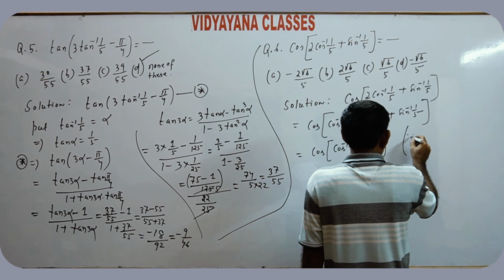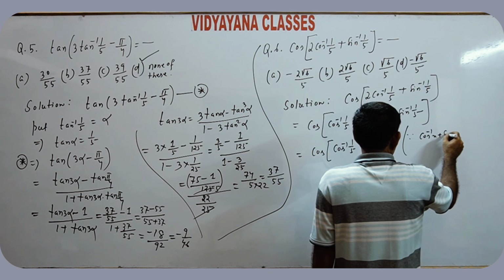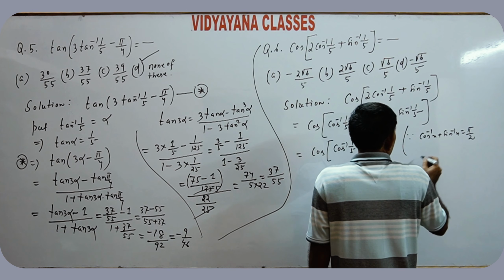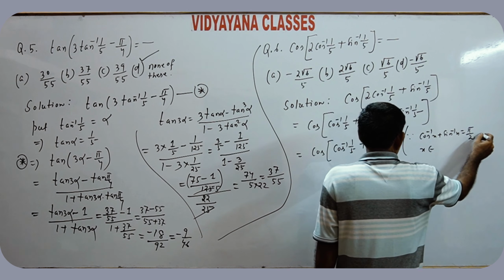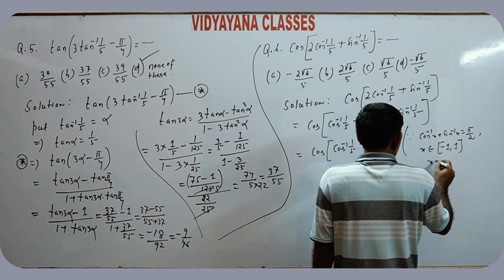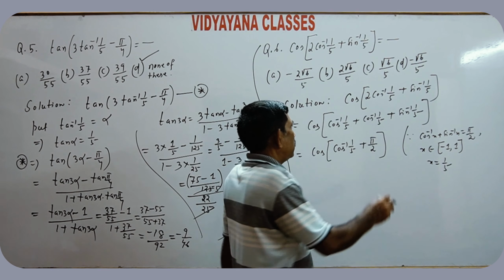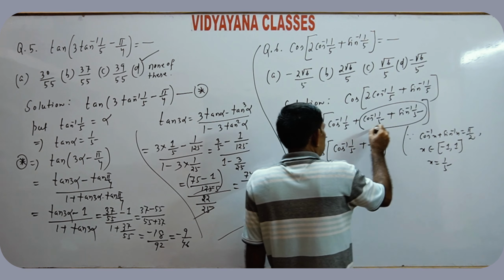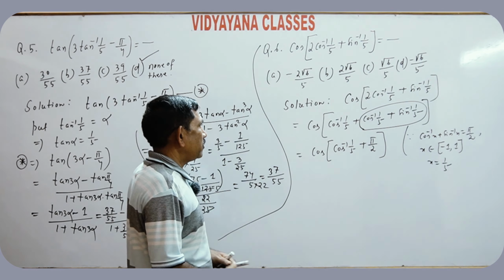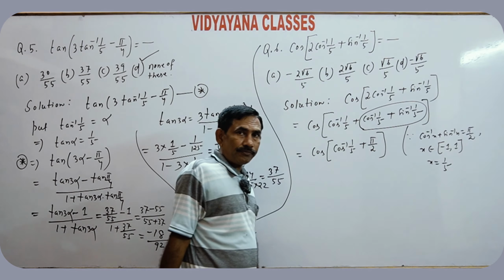Since cos inverse x plus sin inverse x is equal to pi by 2, where x belongs to the closed interval minus 1 to 1. Here x is equal to 1 by 5, which belongs to this set. This value is pi by 2. Sin inverse 1 by 5 plus cos inverse 1 by 5 is equal to pi by 2. Clear?